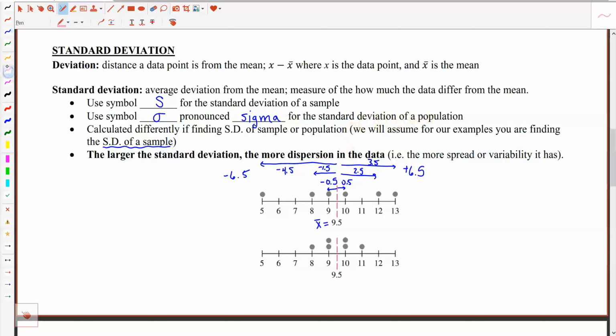Now, an interpretation of what the standard deviation is: the larger the standard deviation, the more dispersion there is in the data. In other words, the more spread out or variable the data is.